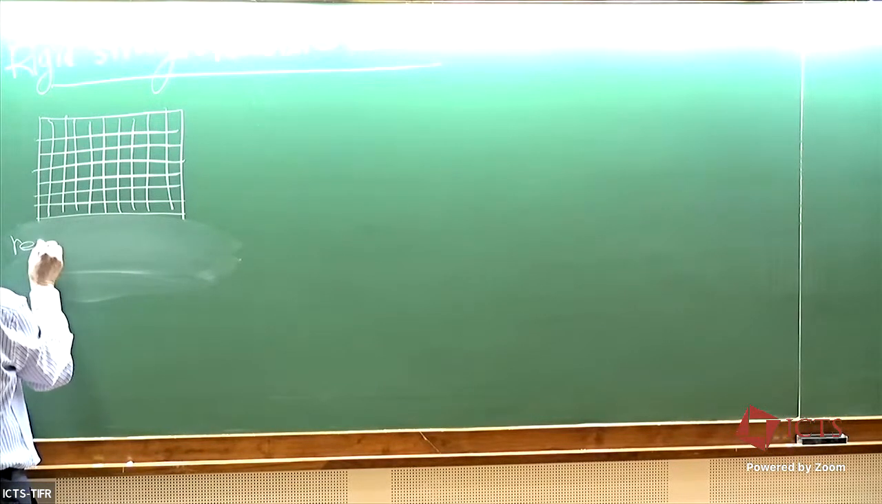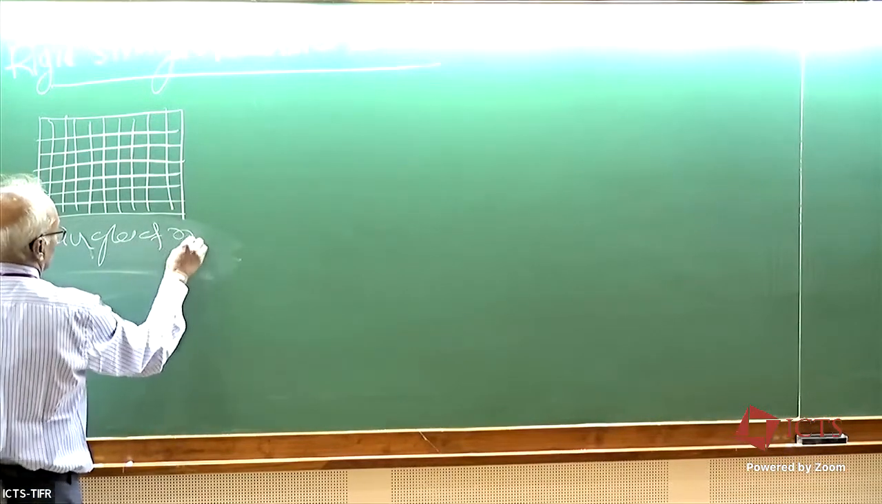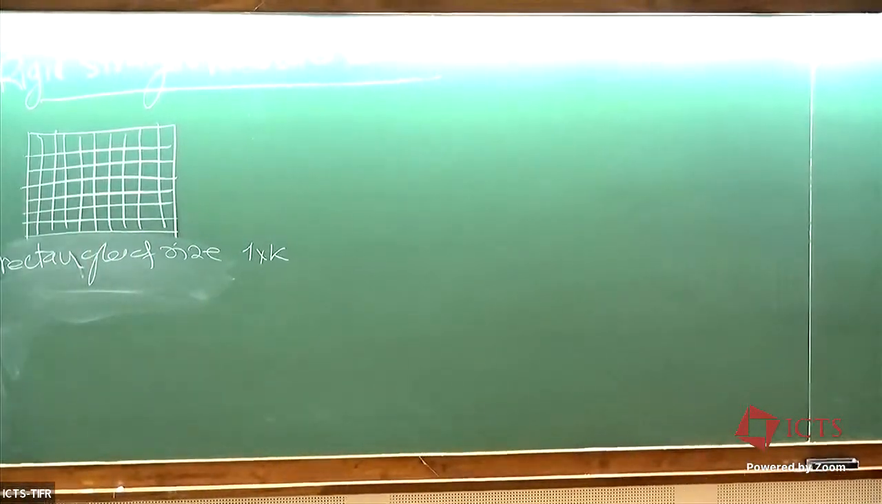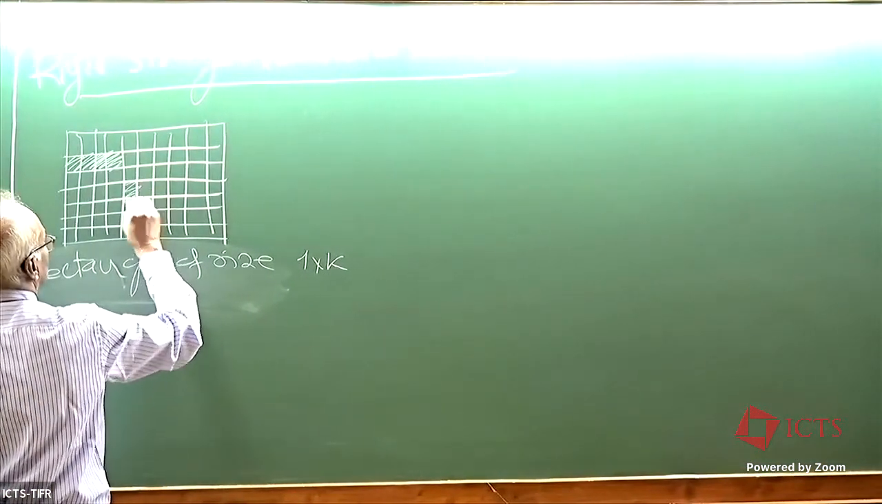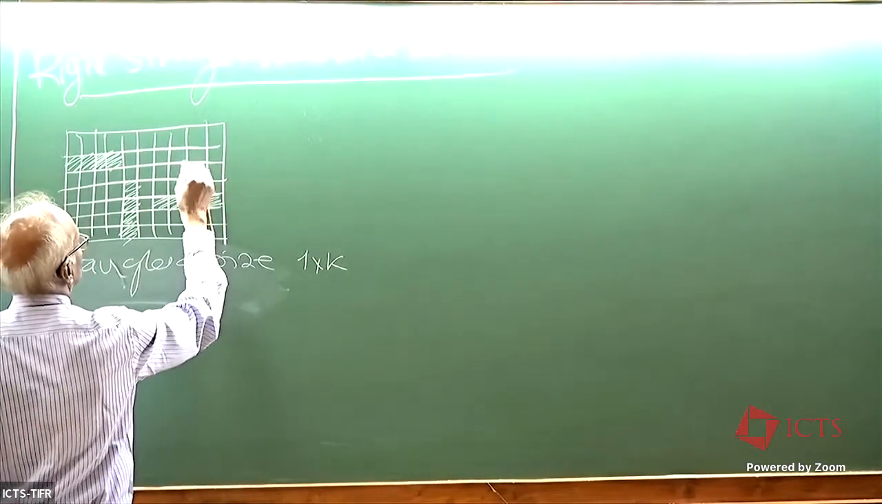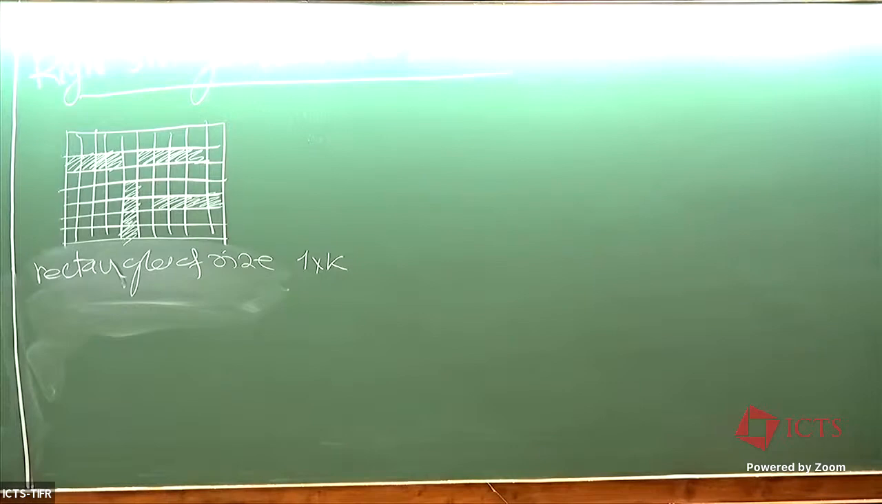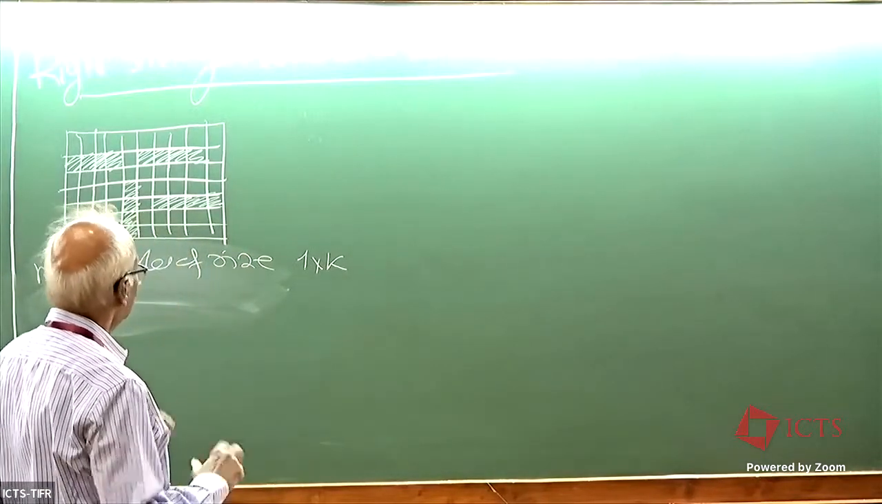And the particles will be rod-like, so they are rectangles of size 1 cross k, where k is an integer. Let me draw size 4 here. So you can have a particle which is like this, and something else which is like this. So each particle is of size k, k is 4 in this picture, and they cannot overlap, and that's the only constraint.